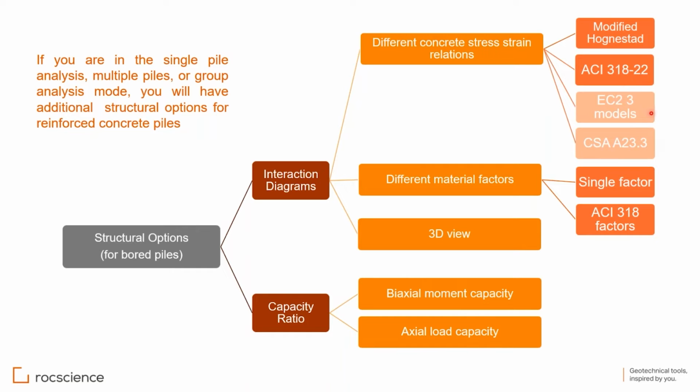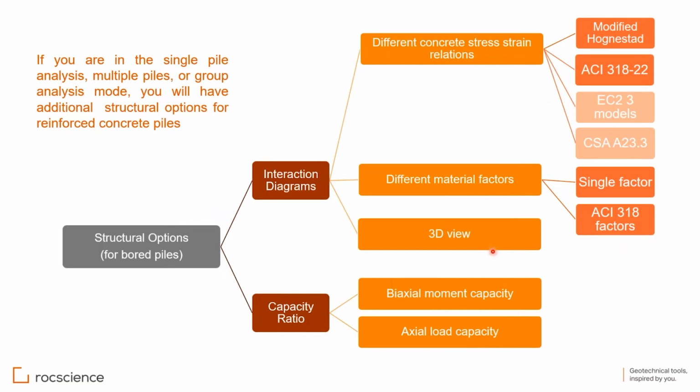Whitney block stress-strain curve. Now we are adding Eurocode 2, the three models of Eurocode 2, so we have an additional three stress-strain curves. We are also adding the Canadian Standards Association A23.3 stress-strain relation, which is also a block. We can add different material factors, so you can have a single factor on the interaction diagram, or for today, you have ACI 318 factors. Of course, Eurocode doesn't have factors.